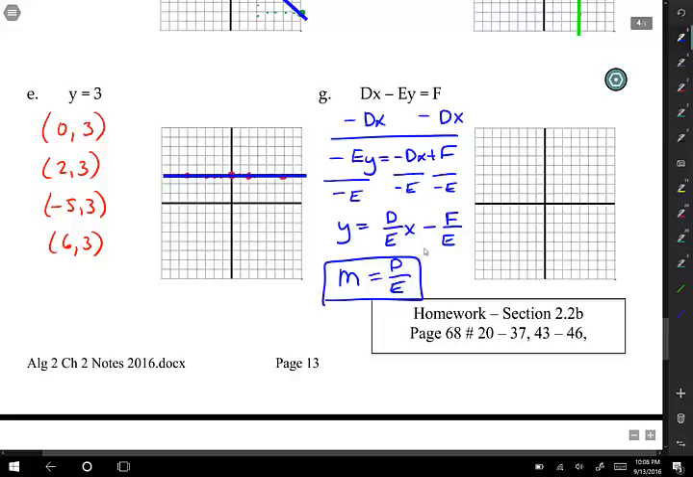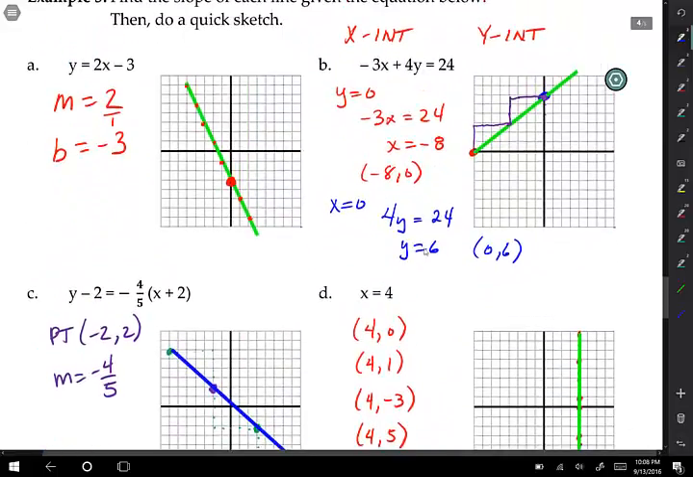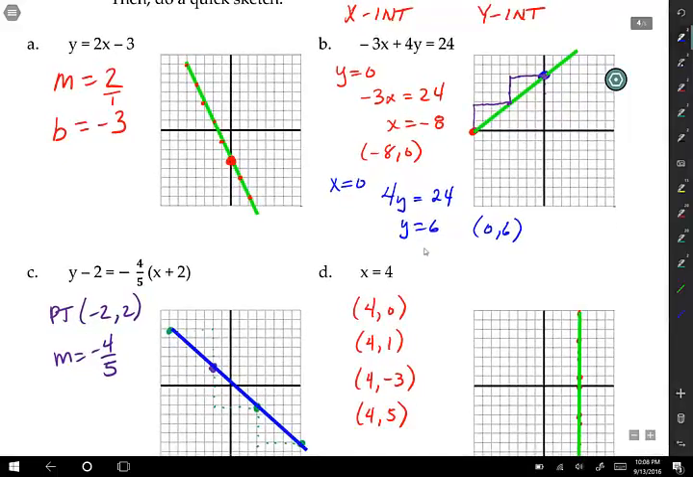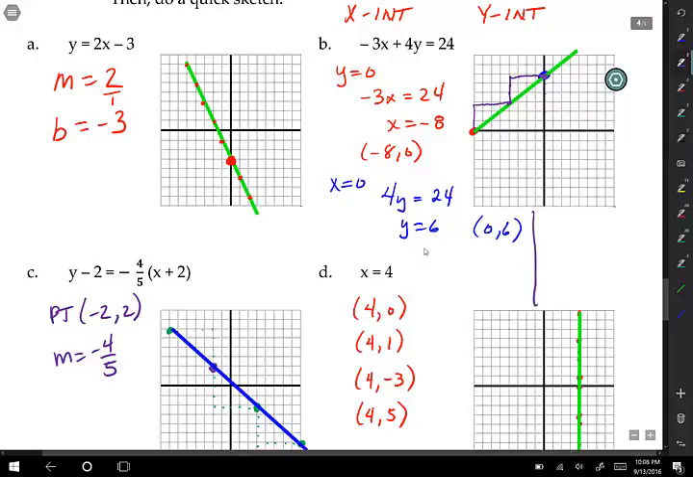Now, I think I was remiss in realizing that maybe we didn't find the slope of all of our problems. On part B, we didn't go back and actually find the slope of part B. So let's do that right here. Negative 3x plus 4y equals 24. We were to add 3x to both sides algebraically, so 4y equals 3x plus 24, and divide both sides by 4. That gives us a slope of positive 3/4.